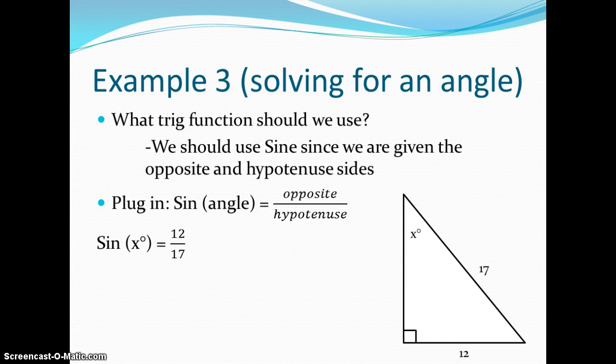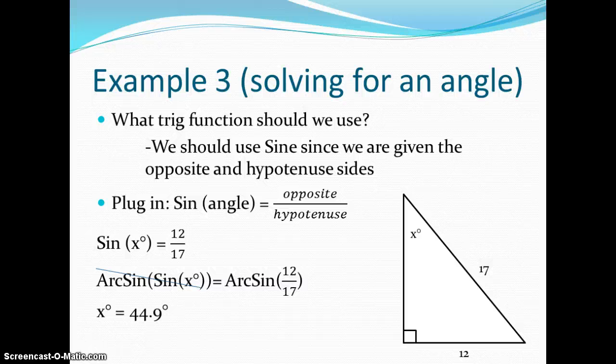Now we're going to get rid of sine, so we're going to do the arcsine of the sine of x degrees equals the arcsine of 12 over 17. When we do that, the arcsine and the sine cancel out to get x degrees on the left. And then we plug in arcsine of 12 over 17 into our calculator to get x degrees equals 44.9 degrees. Right, so remember to use your inverse trig function, so our arcsine instead of just our sine.